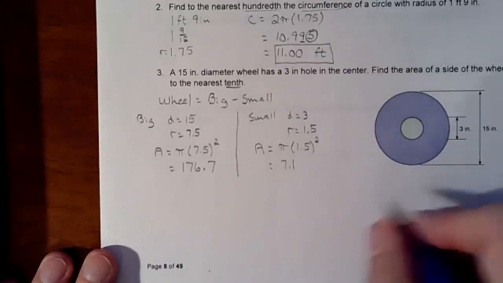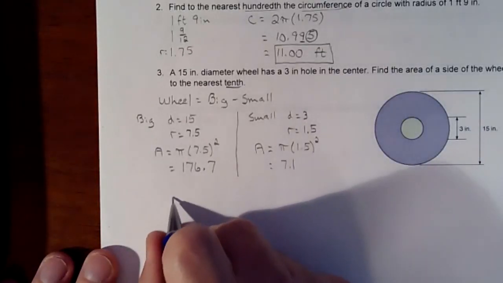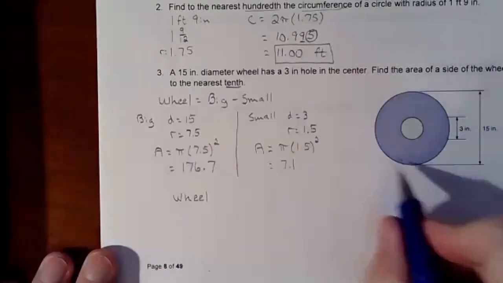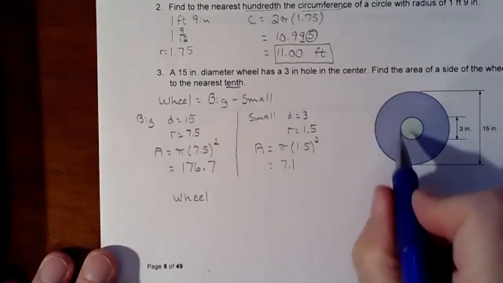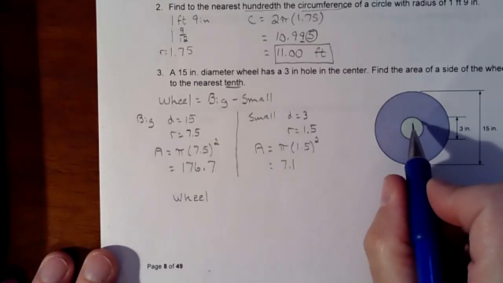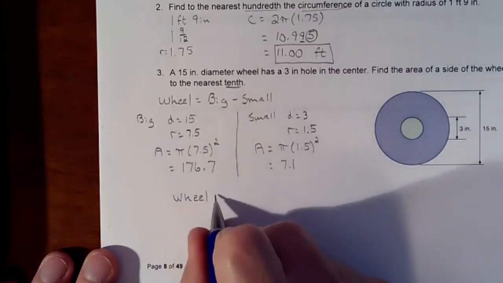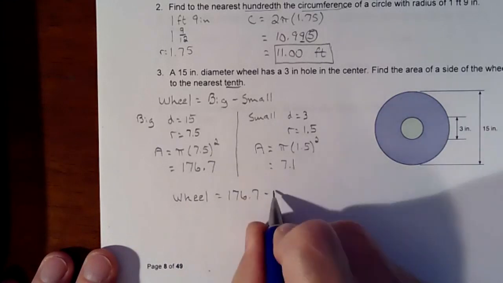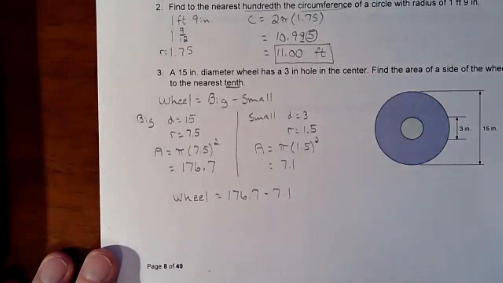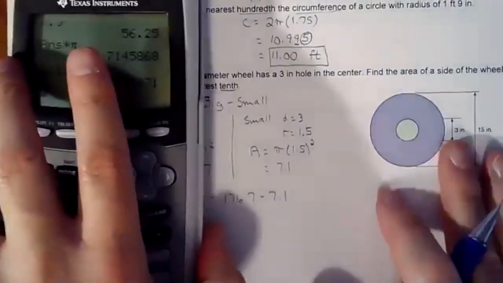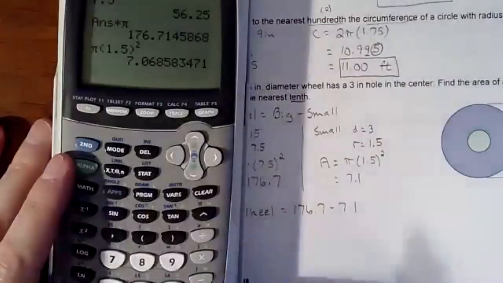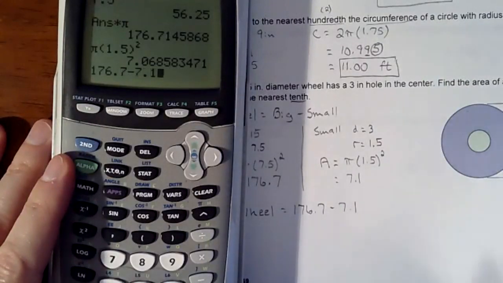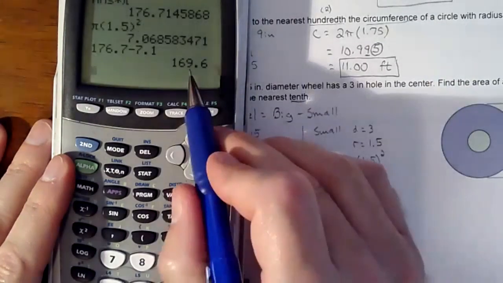Okay. So find the area of the wheel. We're taking the area of the whole thing, subtracting out the middle section, the donut. So the whole thing is 176.7. We're subtracting 7.1. 176.7 minus 7.1 is 169.6.